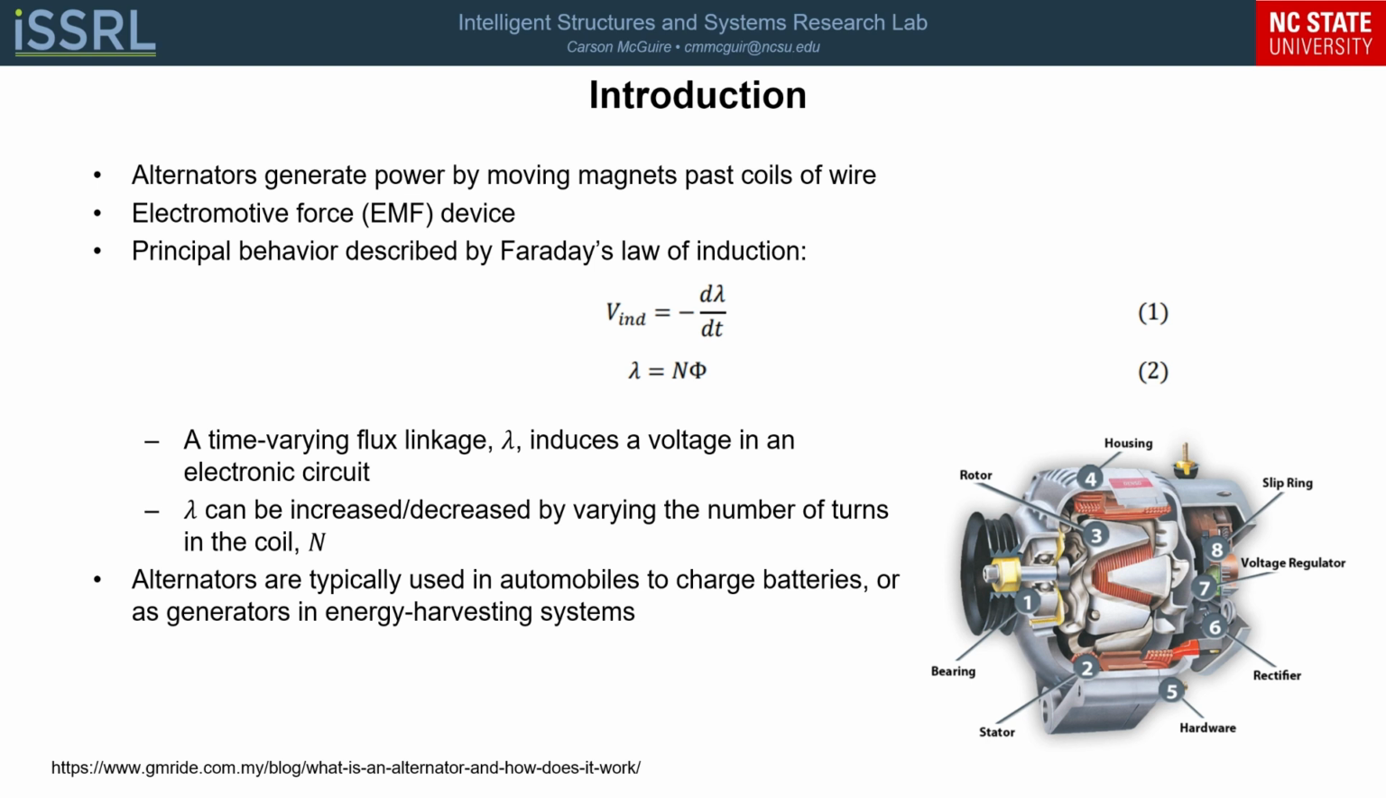The principal behavior that allows them to generate power is described by Faraday's law of induction, which states that a time-varying flux linkage will induce a voltage in an electronic circuit. This flux linkage can be changed by varying the number of turns in the coil. So to increase the induced voltage in this alternator, the number of turns of wire could be increased.